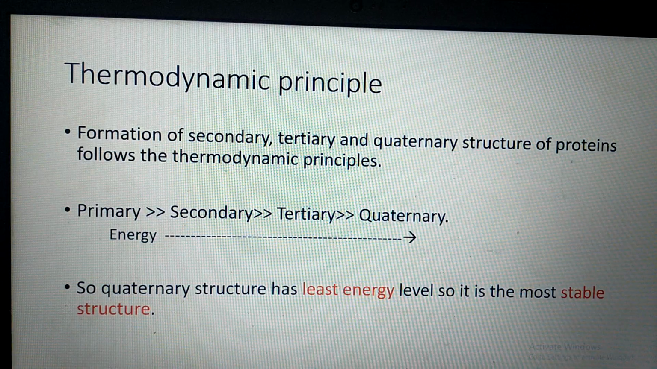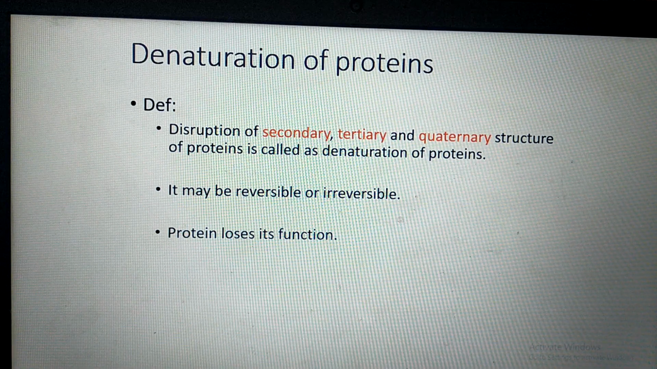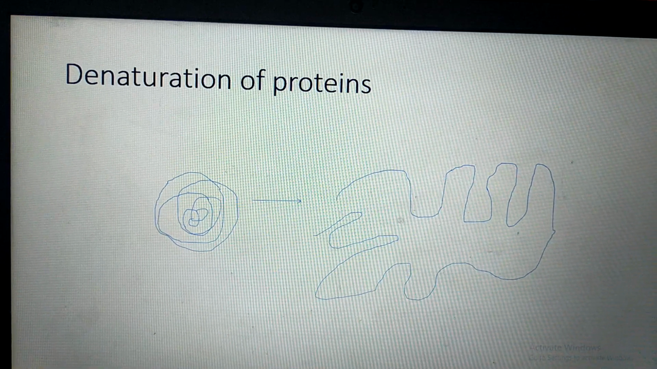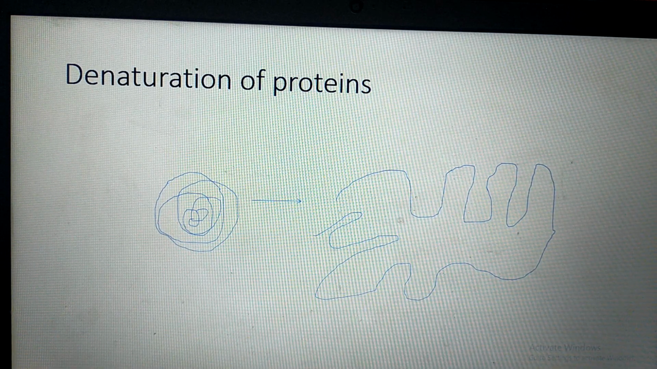Now we will study a small topic which is called denaturation of proteins. When the secondary, tertiary and quaternary structure of protein which we have studied get disturbed, it is called denaturation of proteins. It may be reversible or irreversible. In both cases, protein loses its function. This is the diagrammatic representation where I have shown on the left side a tertiary protein; after denaturation it becomes unfolded and its structure becomes like this.